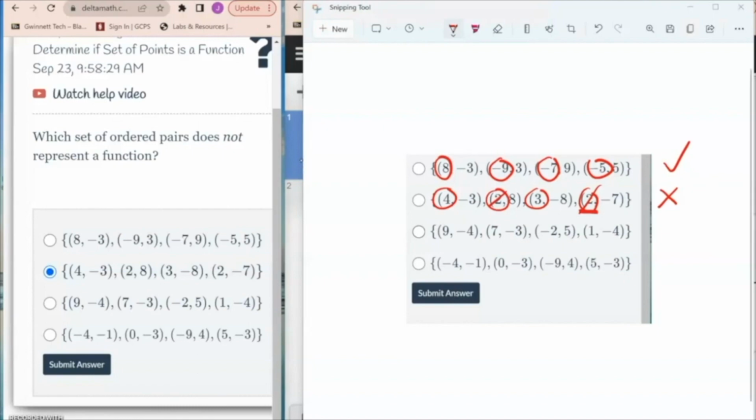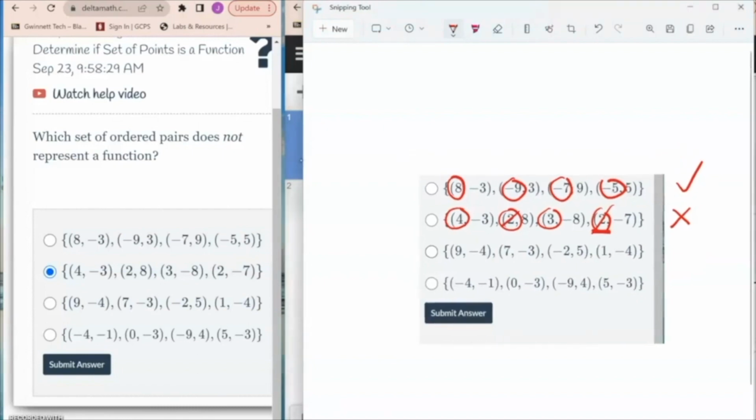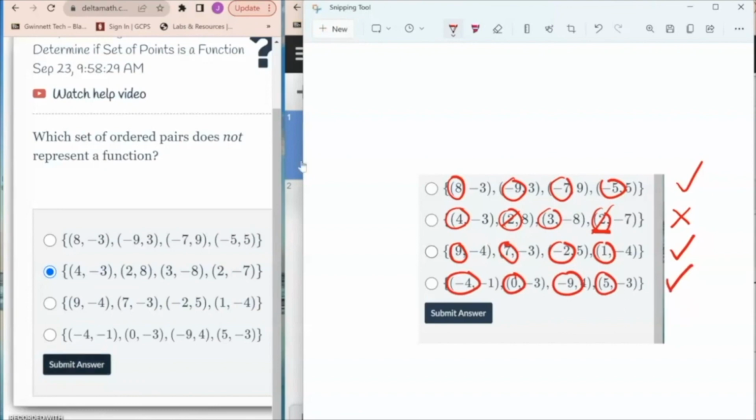Again, it is a function if x does not repeat. So you just keep looking at the x value for each coordinate. Does x repeat anytime? It does not. So this is a function. Does x repeat? No, it does not. So this is a function. So it's not a function on B. Why? Because x repeats. You have a 2 here and a 2 here. So that one is my answer.